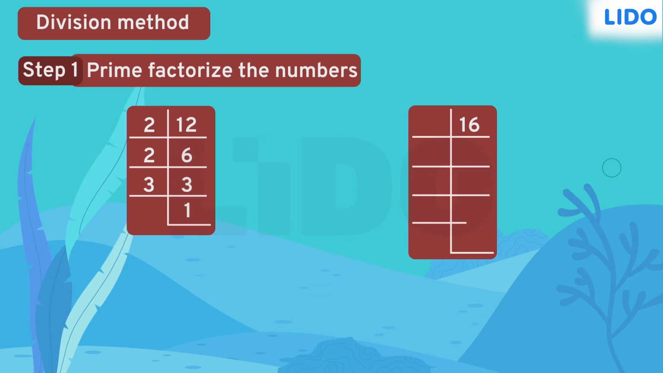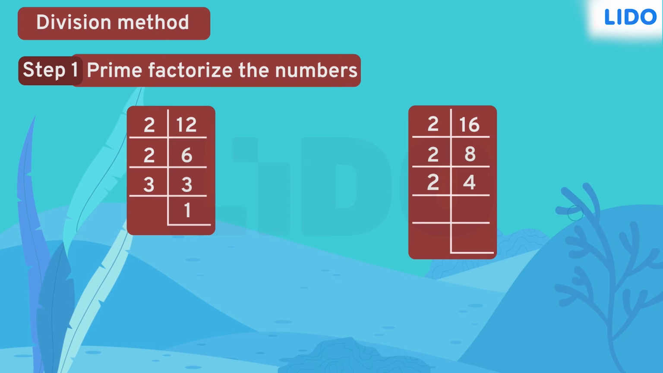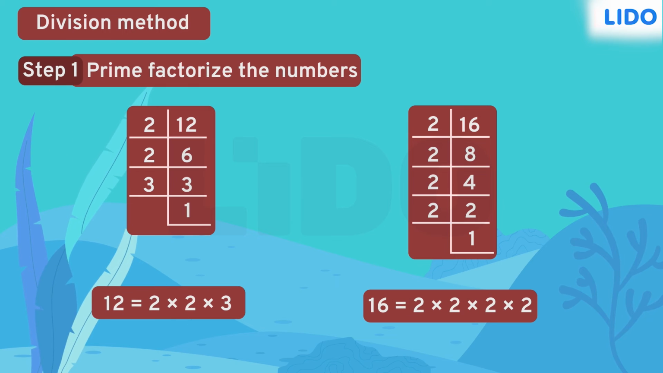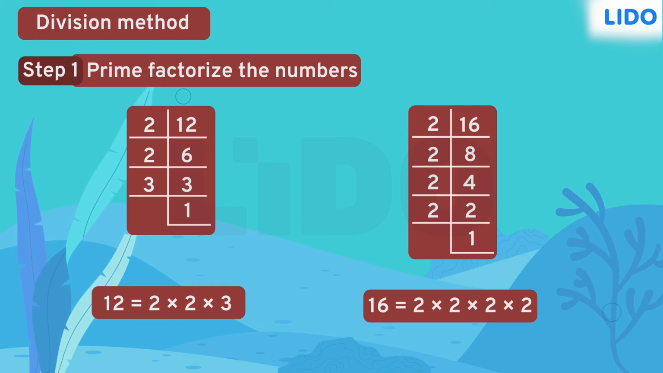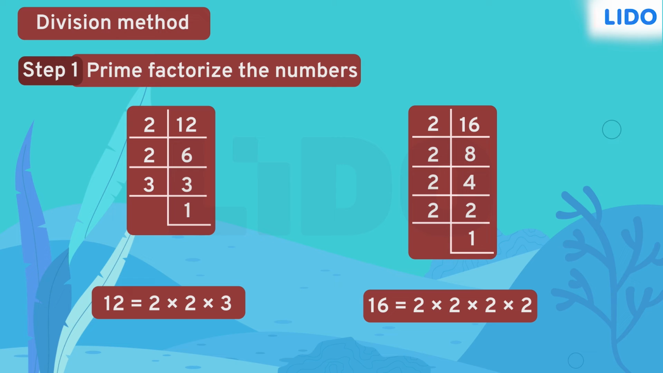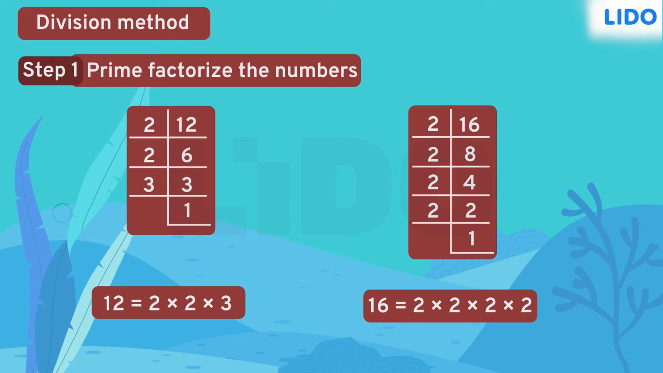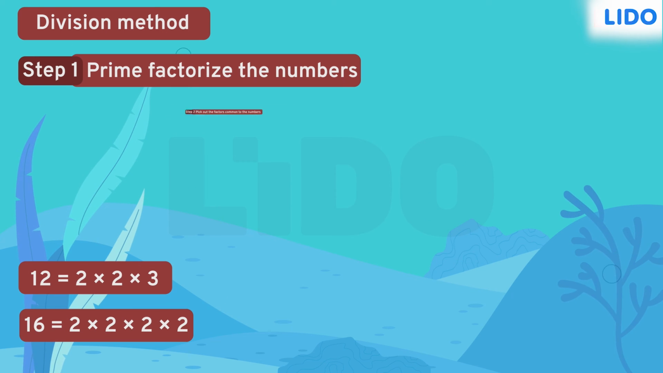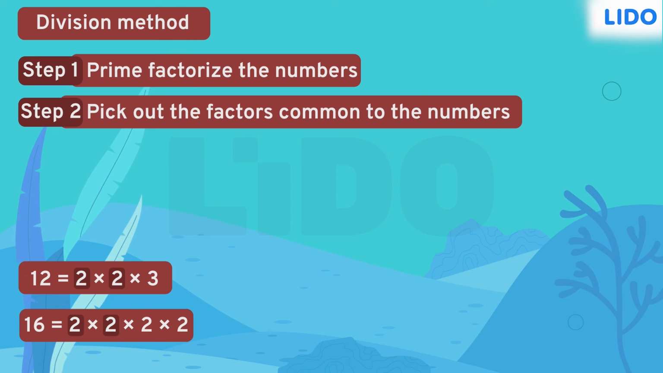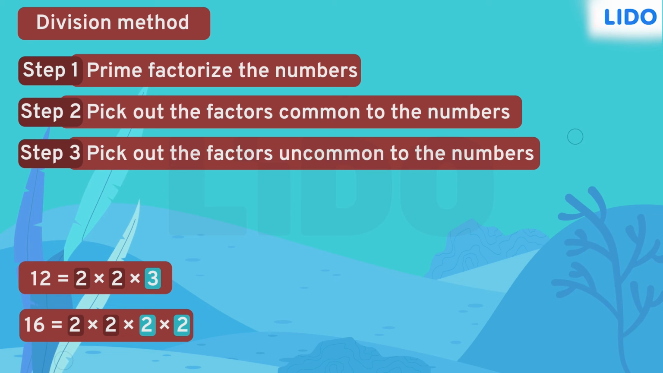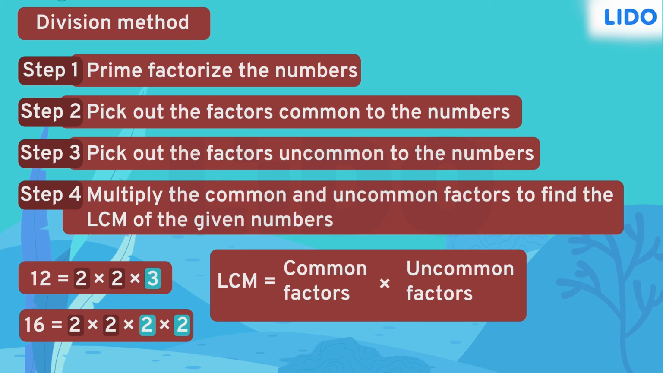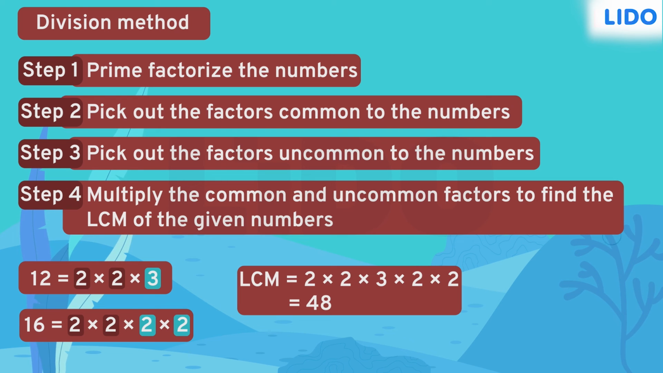The division of the numbers by prime factors is continued till we get 1. Both the numbers 12 and 16 can be written as the product of their prime factors. The rest of the steps remain the same as that of the factor tree method. Pick out the common factors first, followed by the uncommon factors to both the numbers, and lastly, multiply them to find the LCM of the given numbers.